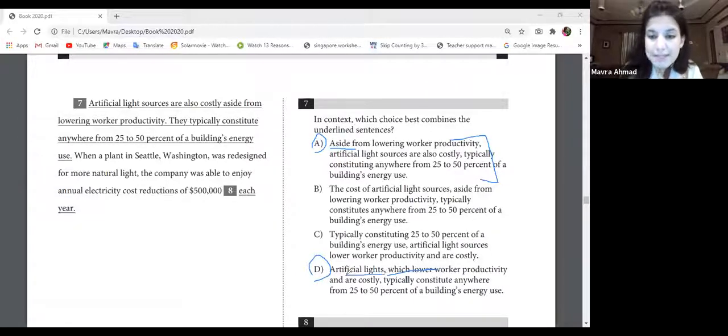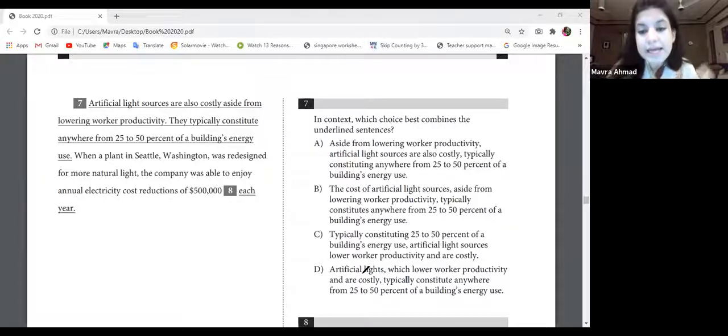whereas option B, once again we can see commas, artificial lights के बाद we can see a comma, whereas we do not require a comma over here. ये यहाँ पर इस comma की बिल्कुल भी कोई sense नहीं बन रही है because artificial lights is not a non-essential part of the sentence. It is a restrictive element of a sentence, so it cannot be separated with a comma, which lower worker productivity and are costly. Once again a comma, which is why this option is not going to make sense.